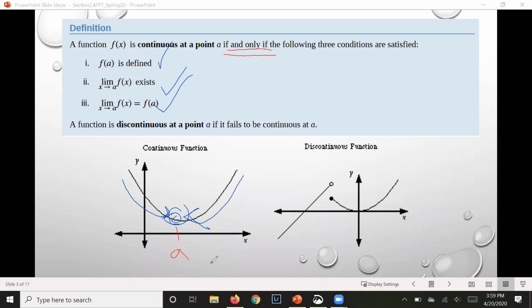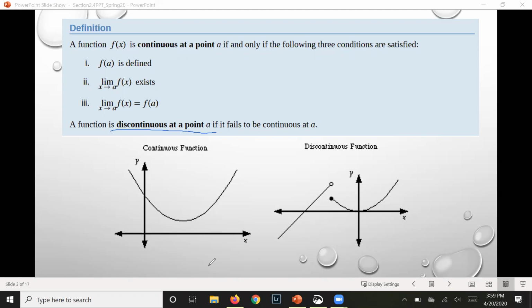So what happens if we don't have all of these criteria met? That's where we get something that is called discontinuous. We say that a function is discontinuous at a point a if it fails to be continuous, which means it's going to fail one of those three criteria. So let's look at the function on the right and see if we can figure that out.